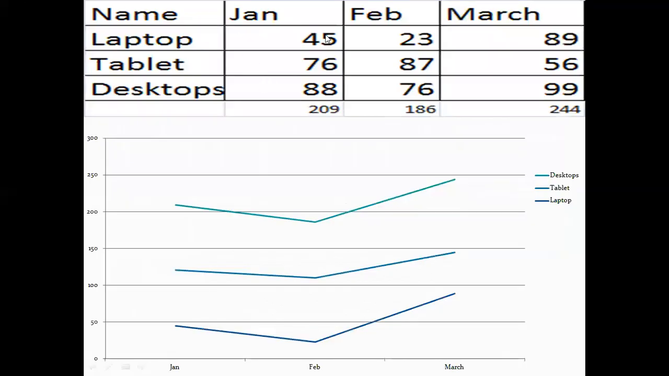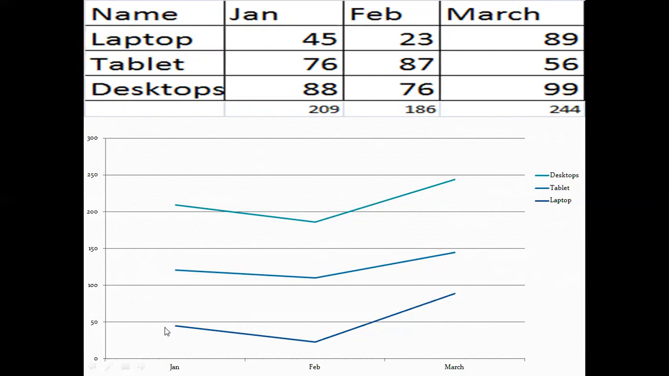So can you see this above table? Suppose we have laptop, tablet and desktops, and these are the sales that have taken place in January, February, March. You can see in January laptop was 45, tablet was 76 and desktop was 85. Likewise, this chart is there.